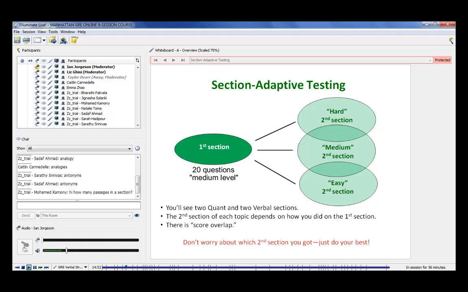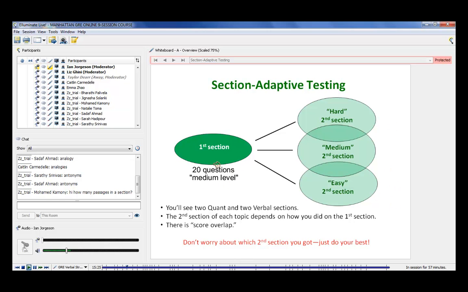That section is set ahead of time. So once you start that section, you're going to get those 20 questions. The 20 questions you're going to get aren't going to change based on whether you get the first couple right or wrong. Once you finish the first section, the test decides, based on how many you got correct, whether the second section it's going to give you should be a hard section, a medium section, or an easy section.